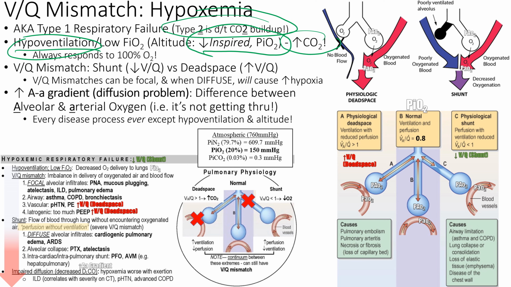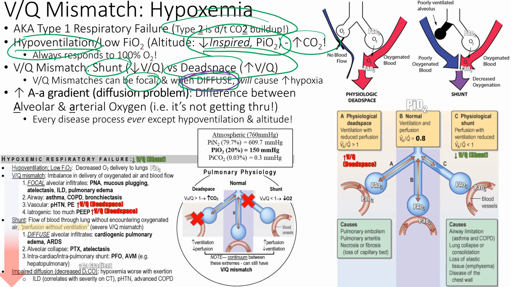All right, and then VQ mismatch. So we have a shunt or a dead space, which we've been drilling for the last 4 or 5 slides, right? So VQ mismatches can be just one little tiny spot, right? Or it can be diffuse. What process is diffuse? What lung process happens in all the alveoli? COPD is a long-standing thing that can do it too, but something like an ARDS process, or a really multifocal bilateral pneumonia can do it too, right?